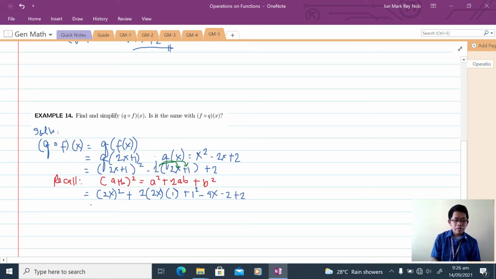Then we can just perform the operations algebraically. The square of 2x is 4x squared. 2 times 2x times 1 is simply 4x. 1 squared is simply 1, minus 4x. Now negative 2 plus 2 is actually 0. 4x minus 4x is also 0. So we are left with 4x squared plus 1 as our value for the composition of q and f.